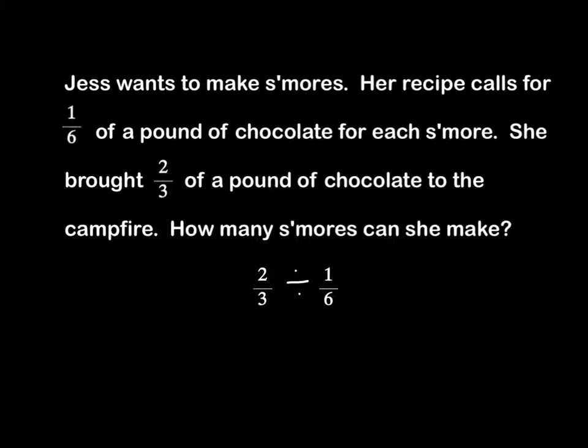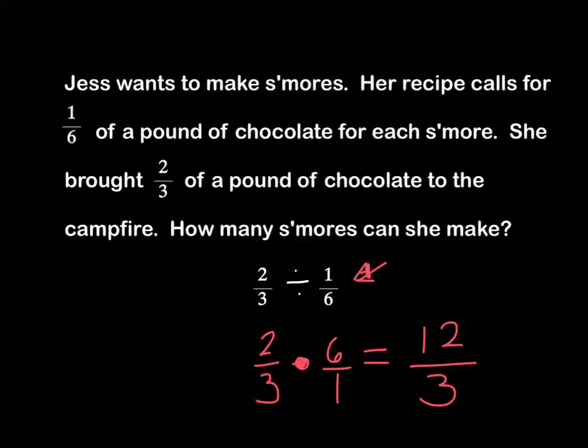Now that we've used 3 models to solve this problem, we're going to use the algorithm to solve it. You know that you've got to find the reciprocal of the divisor, or the second fraction in the problem. So flipping 1/6 to 6/1 is its reciprocal. You keep the first fraction, or the dividend, the same, and you're going to change this to multiplication. So without cross-canceling, you'll do 2 times 6 is 12, 3 times 1 is 3, and if you simplify that, that answer is 4, and she will have 4 s'mores.